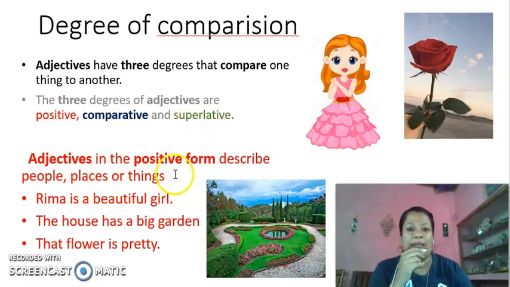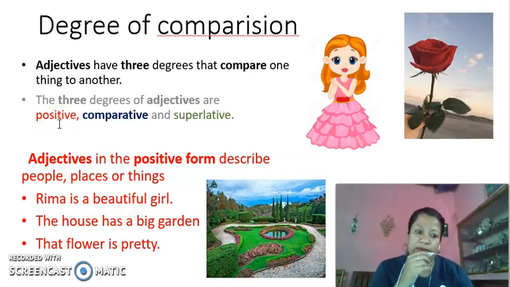So let's look at the positive form first. As I already told you, adjectives in the positive form describe people, places, or things. For example, Rima is a beautiful girl. What kind of girl is Rima? Beautiful. So here, beautiful is your adjective. Beautiful is in the positive form, or the base form. When your adjective is in the base form, it is known as the positive degree.